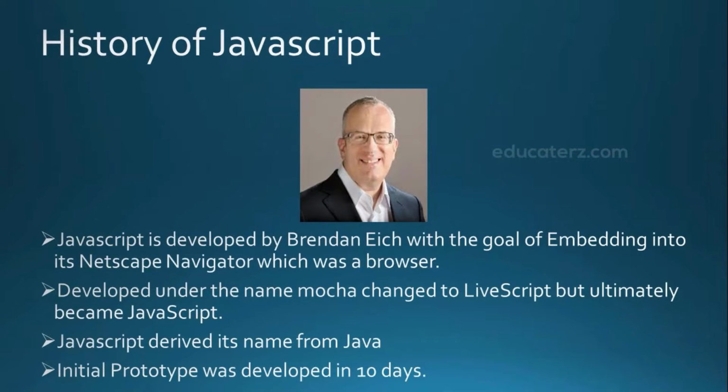Coming to the history of JavaScript. JavaScript was developed by Brendan Eich with the goal of embedding it into Netscape Navigator, which was also a browser. He wanted to develop a language which resembled Java and was easy for beginners to use. Initially, it was developed under the name Mocha, changed to LiveScript later, but ultimately became JavaScript.